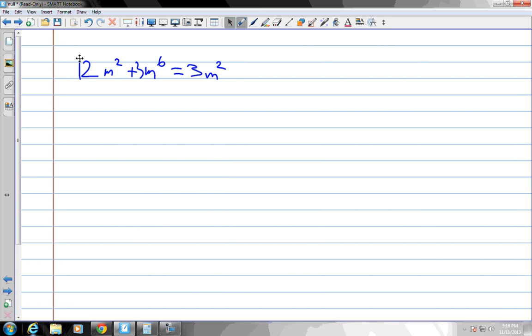So if 3m squared is our greatest common factor, what is left? 4 plus m to the 4th. Okay, good. So just don't forget about the variable part as well. Okay. So what we're going to talk about today is our second factoring technique, factoring by grouping.